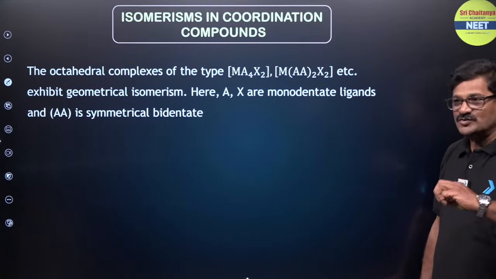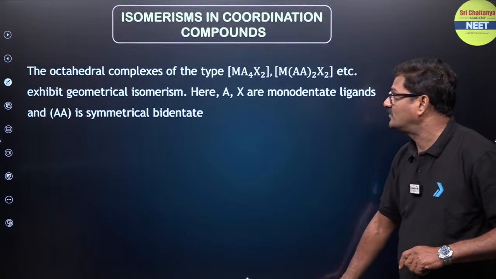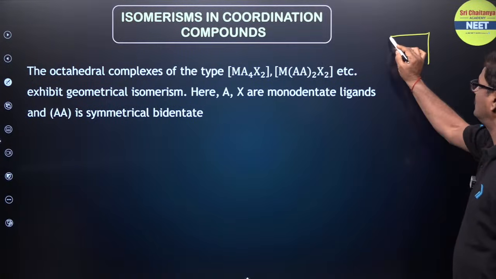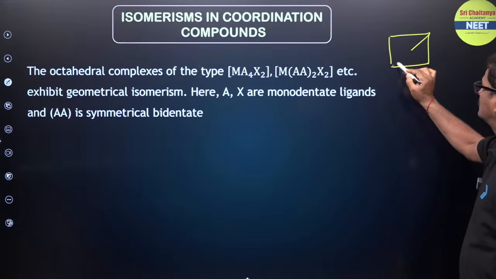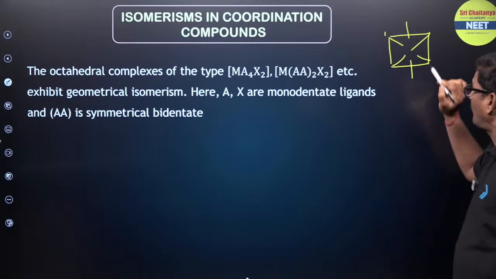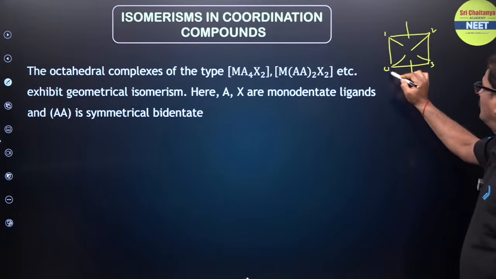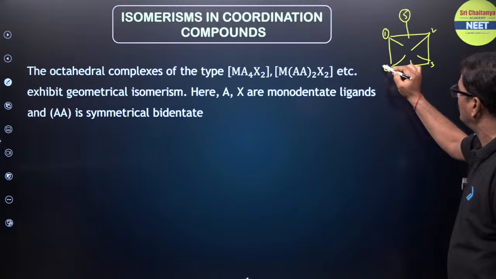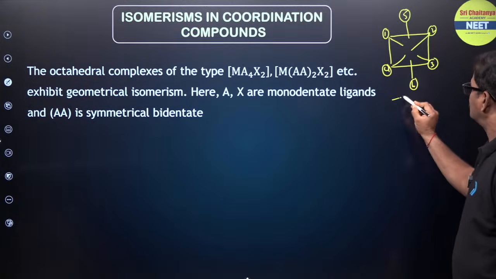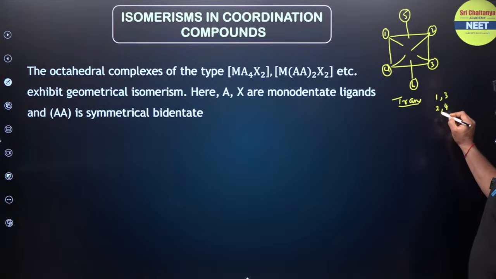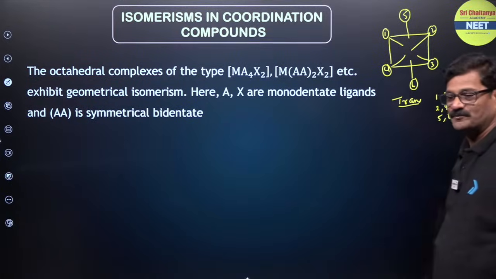Moving ahead, coming to the octahedral complex Ma4X2. Let us see the octahedral complex here. This is the octahedral complex. Position 1, then positions 2, 3, 4, 5 and 6. These are the ligand positions. What are trans positions? 1 and 3 are trans positions, 2 and 4 are trans positions, and 5 and 6 are trans positions.